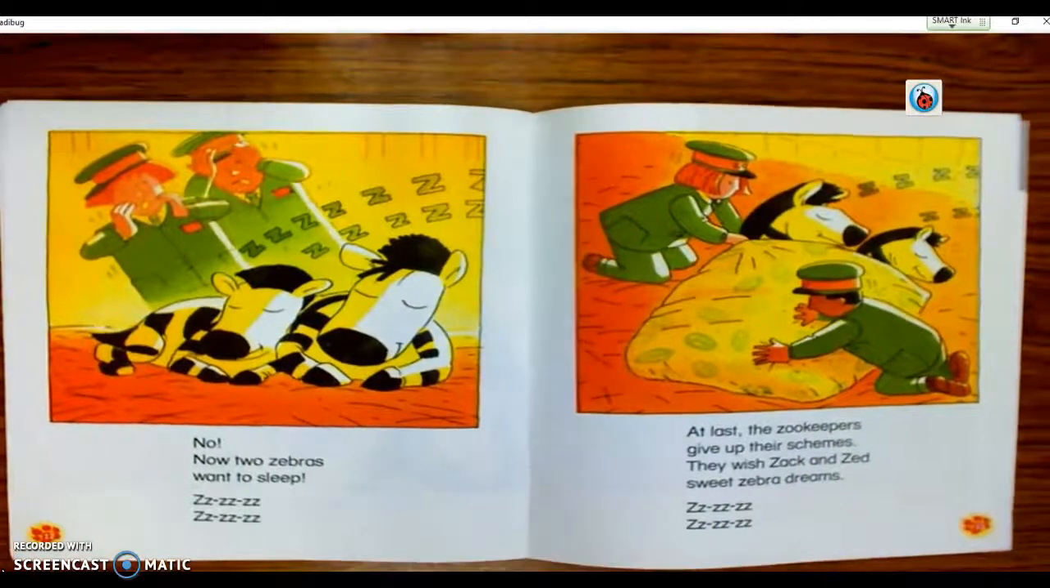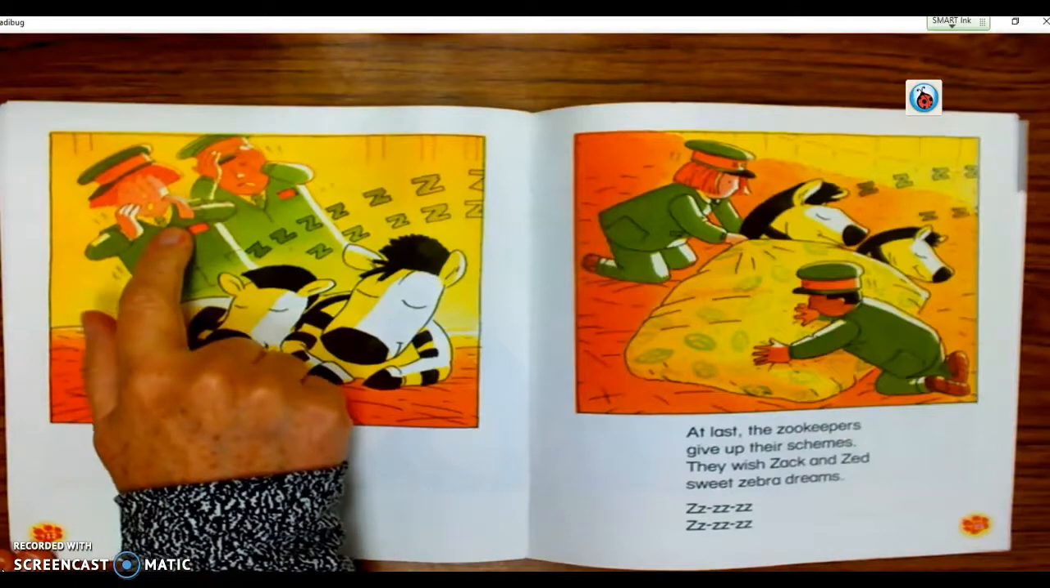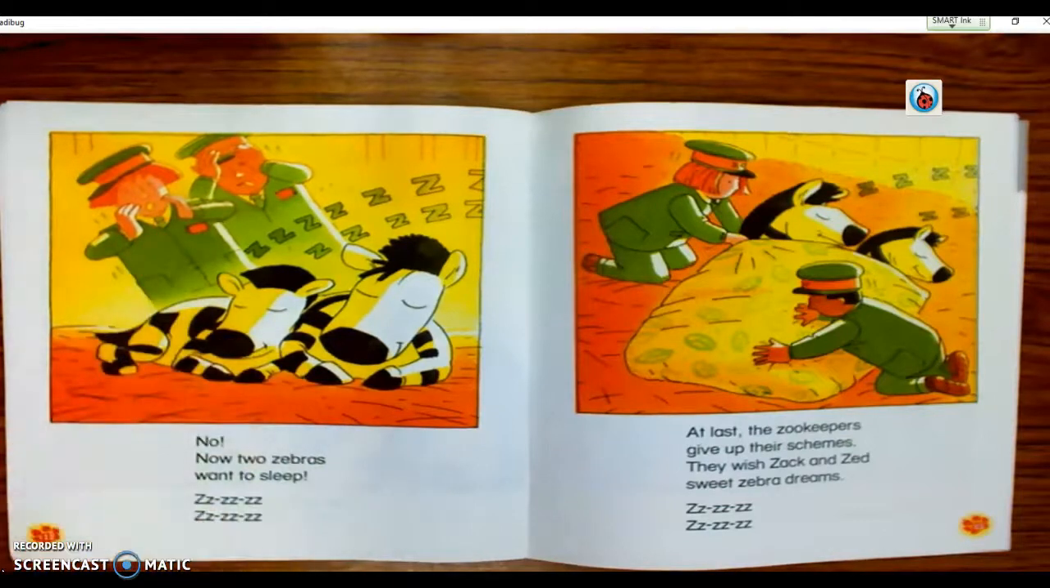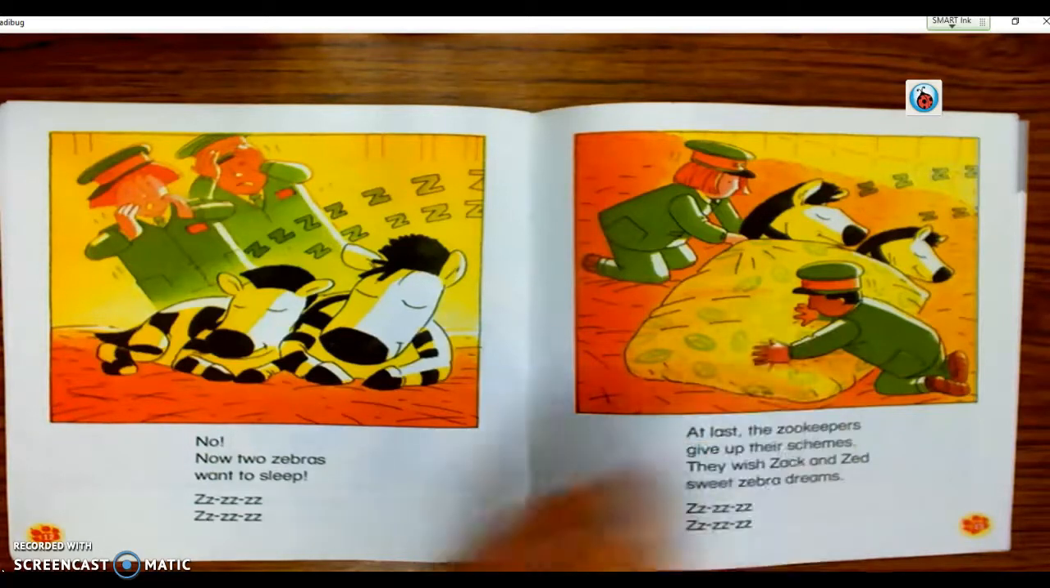No. Now 2 zebras want to sleep. Look at the zookeepers like, what are we going to do? At last, the zookeepers give up their schemes. They wish Zach and Zed sweet zebra dreams. They covered him up with a blanket.